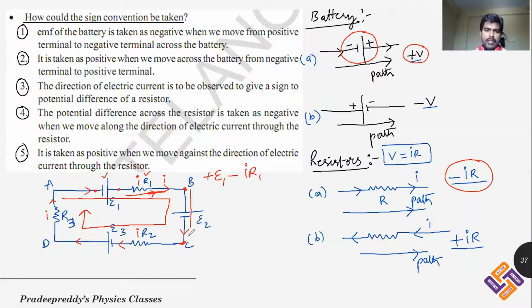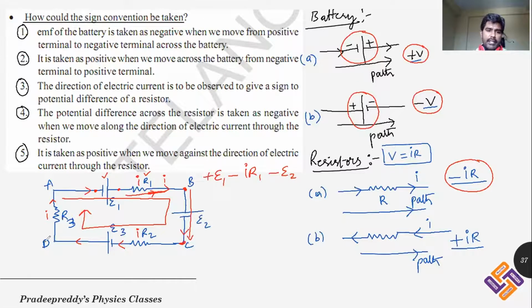Next, from B to C, you have a battery and you are going from positive terminal to negative terminal of the battery. Therefore, you need to take sign convention minus V. So it is minus E2.